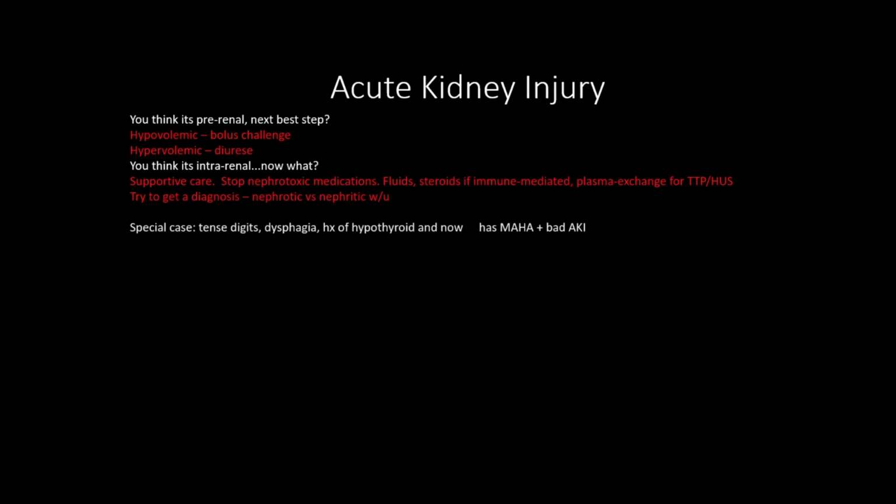So, this is a special case that actually gets tested quite a bit. This patient comes in and is noted to have tense digits. They have a history of dysphagia and a history of hypothyroidism. Now they're presenting with this picture, and their labs show a terrible AKI, a really big increase in their creatinine. There are also signs of MAHA, microangiopathic hemolytic anemia, which means signs of hemolysis: elevated LDH, decreased haptoglobin, schistocytes on a blood smear if you get that on an exam, all that stuff. So what's your preliminary diagnosis there, Mike?